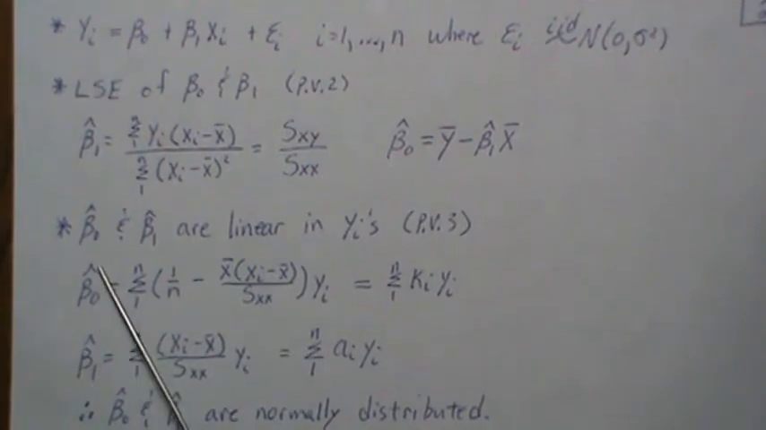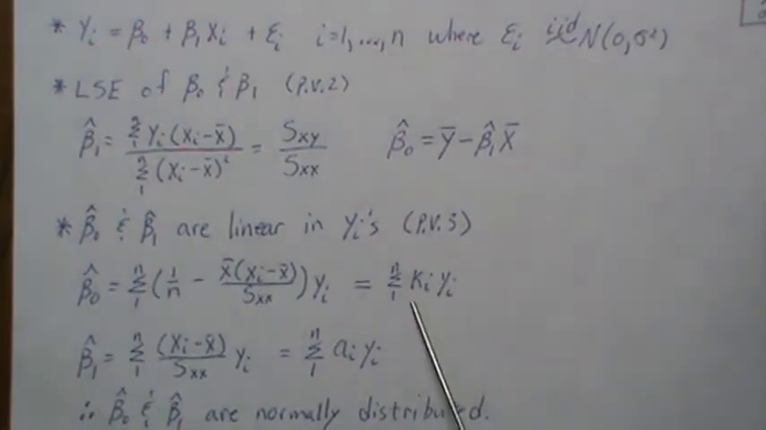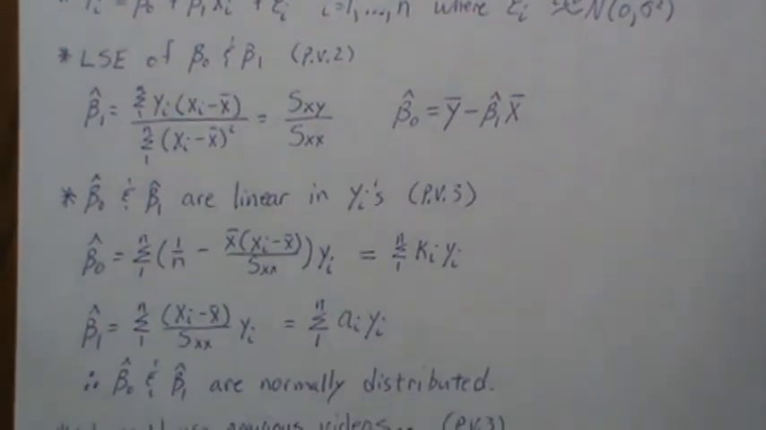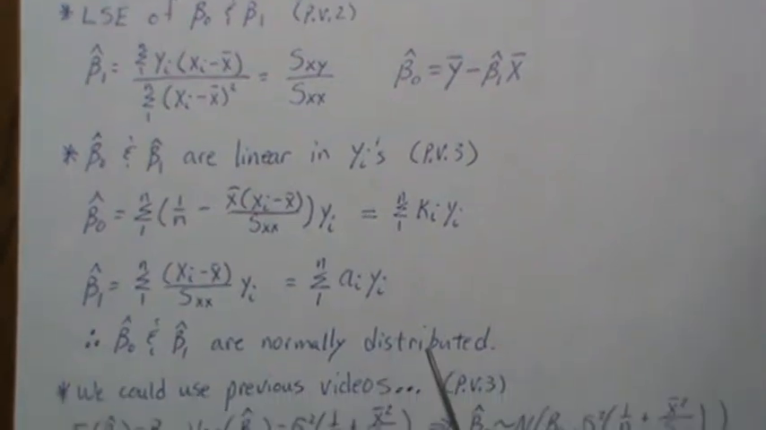So beta 0 hat is normal, and you can generically write it like this. Don't ask me why I put a K here and an A here. Those are just random letters, but I'm going to stick with it so I'm consistent from video to video. In the same way, beta 1 hat is linear in the y's. So instantly, we can say that beta 0 hat and beta 1 hat are normally distributed.